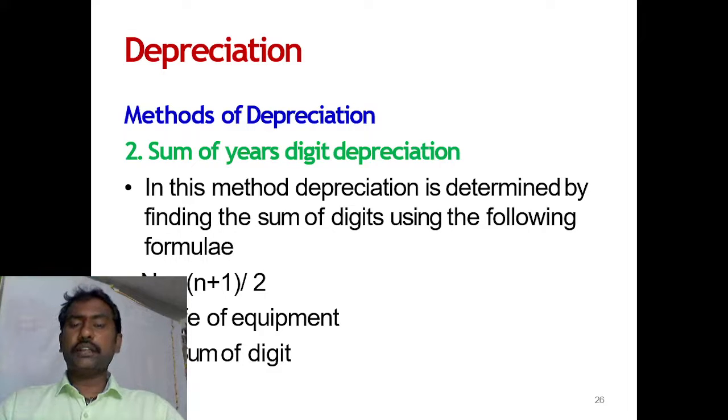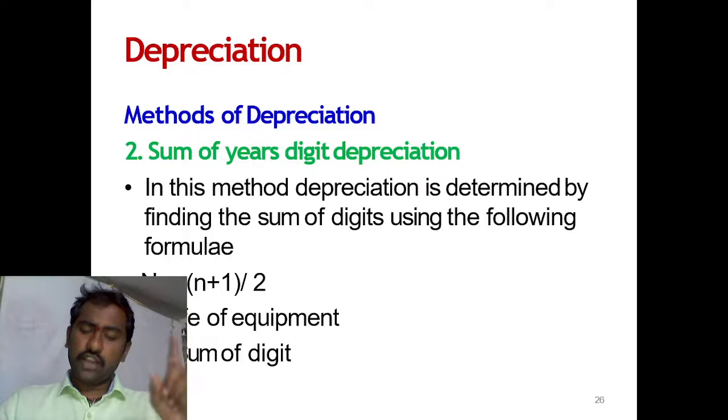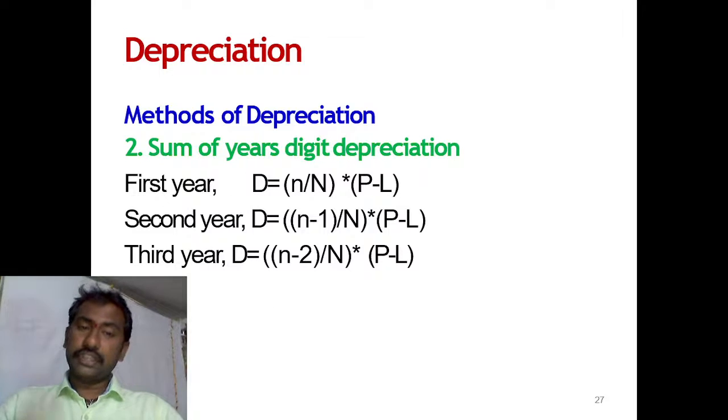So in this method, depreciation is determined by finding the sum of the digits using the following formula. The formula for the sum of digits is capital N equals n into (n plus 1) by 2, where n is the life of the equipment, that is, the useful life of the equipment. So by using the useful life of the equipment, first we find n, and by using that, we can find the depreciation for every year.